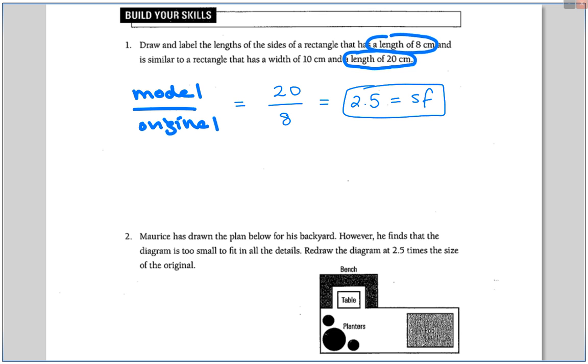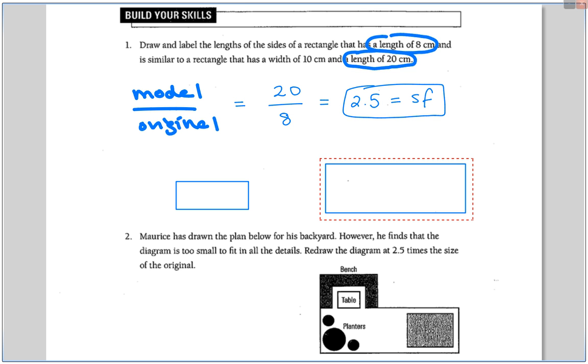Draw and label the lengths of the sides of a rectangle that has length 8 and is similar to a rectangle that has a width of 10 and a length of 20. I'm not sure if they want us to use rulers here, but I'll just use a sketch. So I'm just going to sketch in the rectangle, and I will sketch in another rectangle. So here's 8, here's 20, and then 10 is on this one.